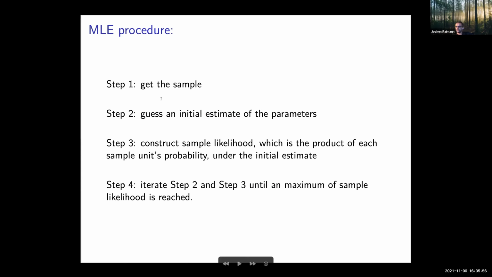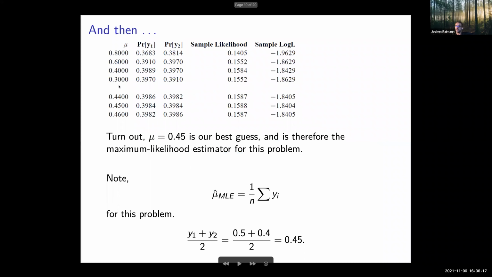The way you would do that, so you get a sample, you guess an initial estimate of the parameters, you construct the sample likelihood, which is the product of each sample unit's probability under the initial estimate. You iterate steps 2 and 3 until a maximum of sample likelihood is reached. Which means you're repeating exactly these entries as often until you have reached a maximum estimate, which is here either a high likelihood or a small sample log likelihood.